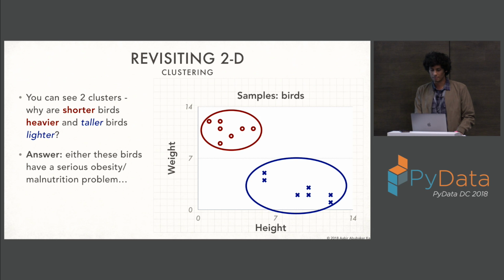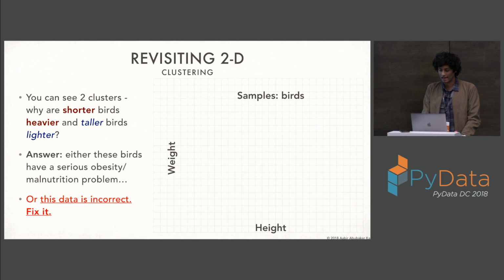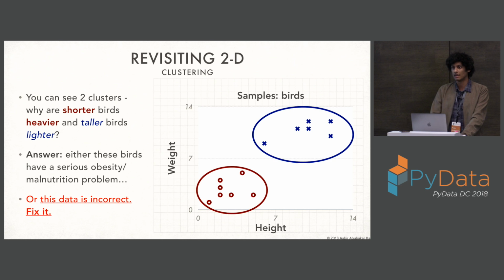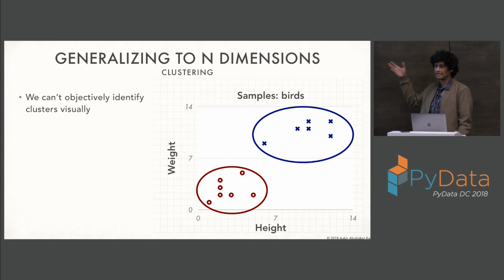So either you have some kind of biological anomaly, or you probably made a mistake somewhere, and you'd like to fix it. So visualization is always important and useful, and it helps you ground your conclusions in some kind of base intuition. Once you fix it, you can identify again that there are 2 broad clusters here, and that correlates well with something you would expect biologically, right? Male and female birds. This is something that you can see in 2 dimensions.